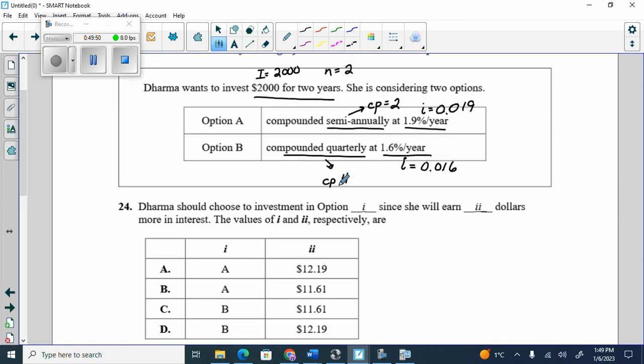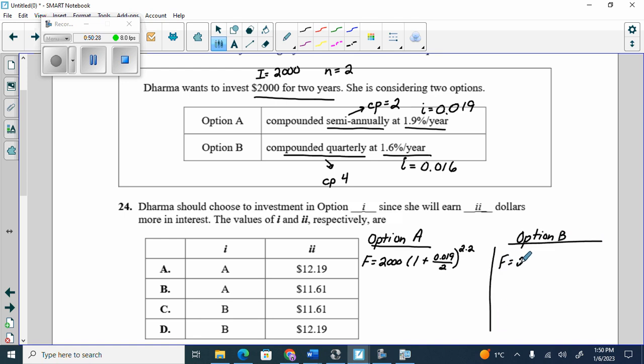So we need to find the interest, how much more money they're going to make. So let's find the final on both. So option A is going to be final equals initial times 1 plus 0.019 divided by 2, and then we do 2 years times CP, just 2. Option B: final equals 2000 times 1 plus 0.016 divided by 4 for the compounding periods, and then 2 times 4 compounding periods.